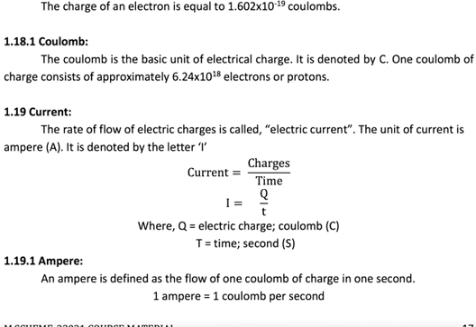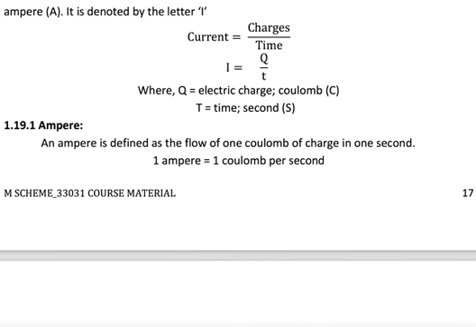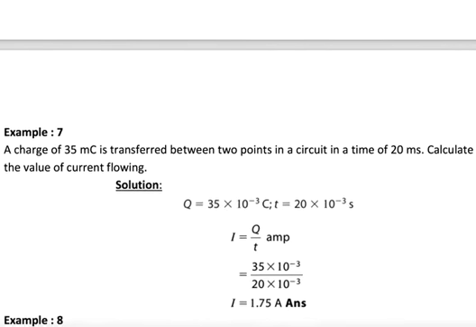Because the magnitude of the charge of an electron and a proton is equal. Current: the rate of flow of electric charge is called electric current. The unit of current is the ampere. It is denoted by the letter I. Current is charge upon time, I equal to Q upon T, where Q is electric charge in coulomb and time is in seconds. So 1 ampere is nothing but 1 coulomb upon 1 second, 1 coulomb per second. That is what I said just now.